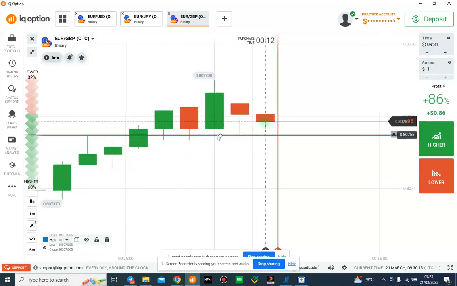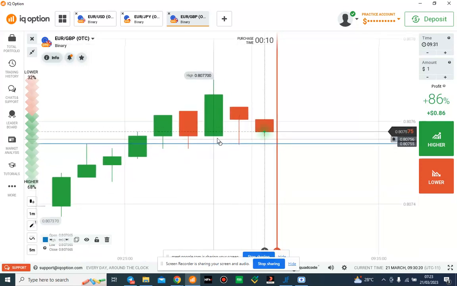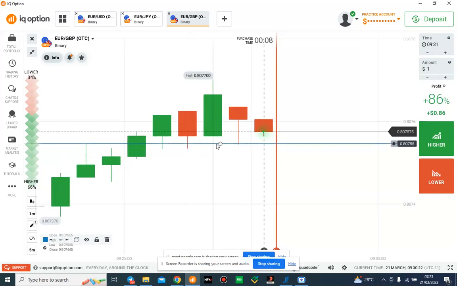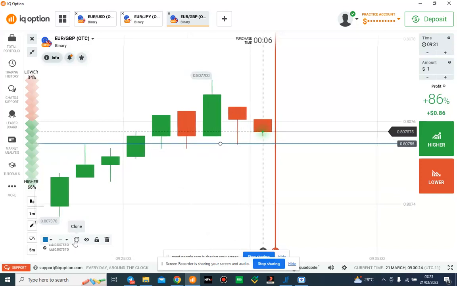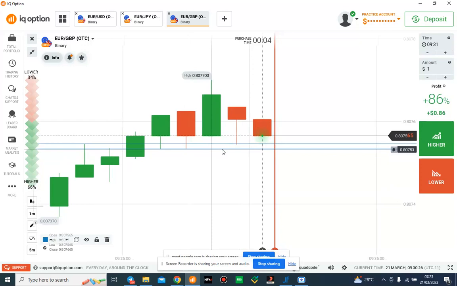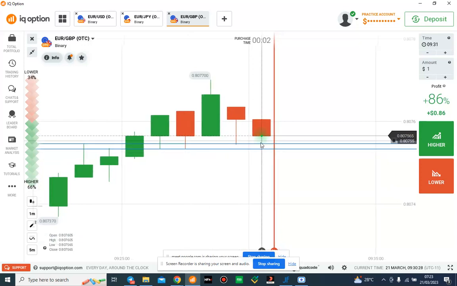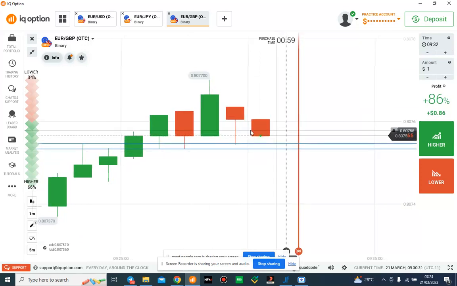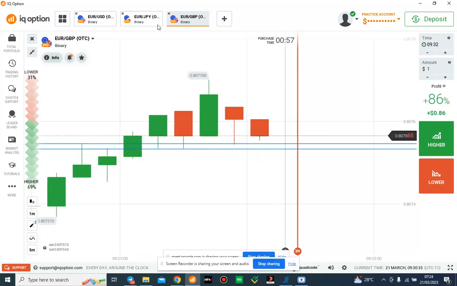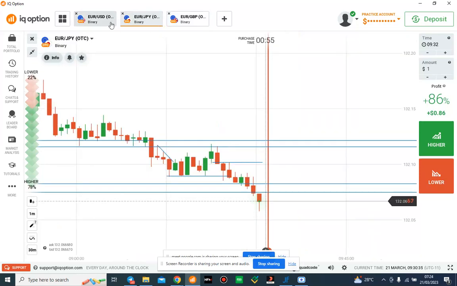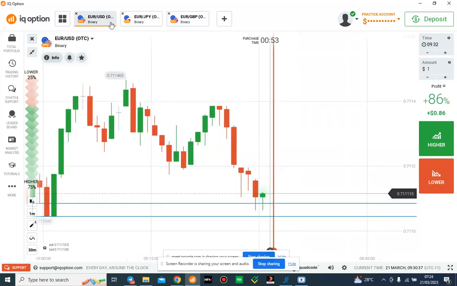Okay, this is a resistance. Okay, it becomes a support, which means that these two lines are where we expect buyers' entry. Once the candle closes there, we can expect buyers' entry.